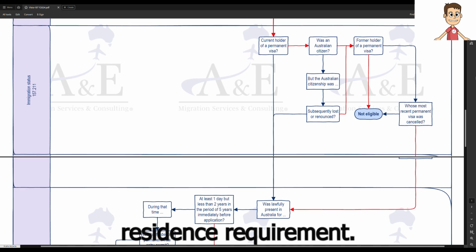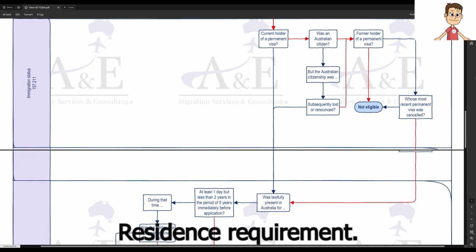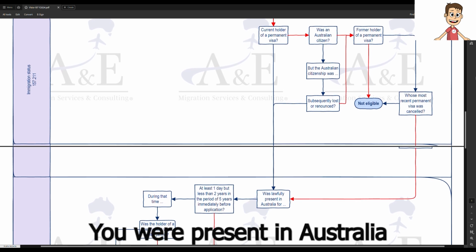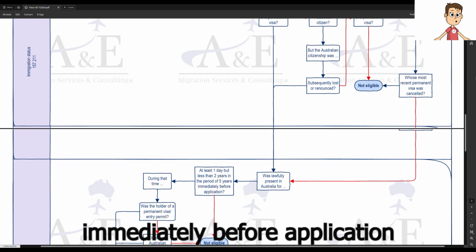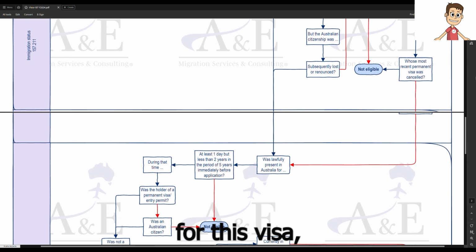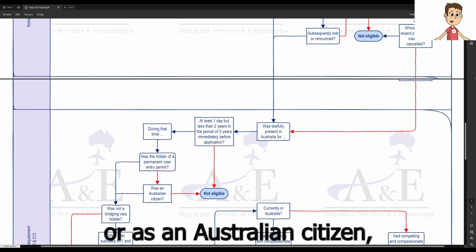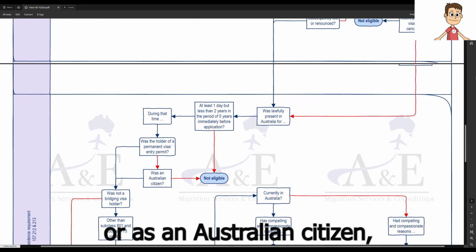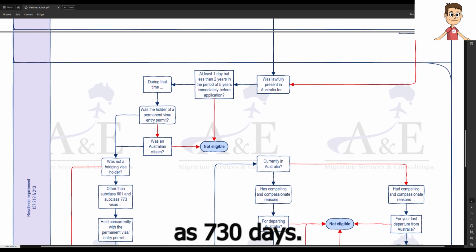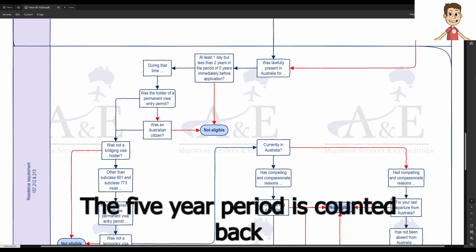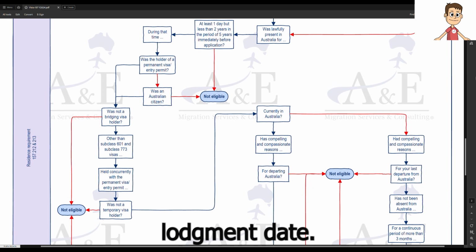You need to meet the residence requirement. You were present in Australia for at least 1 day but less than 2 years in the period of 5 years immediately before application for this visa as the holder of a permanent visa or permanent entry permit, or as an Australian citizen. 2-year period is counted as 730 days. The 5-year period is counted back from the resident return application lodgement date.